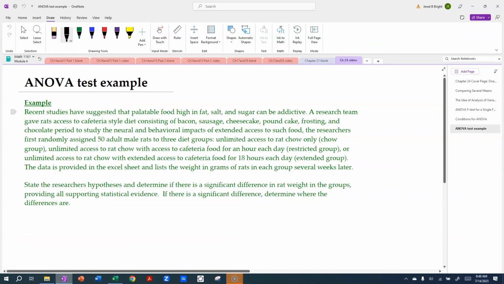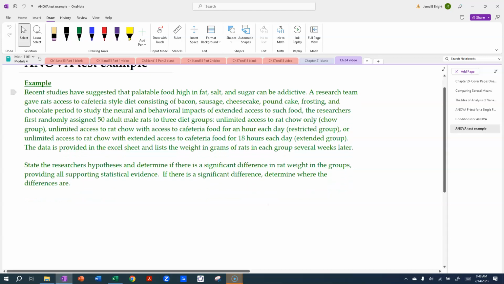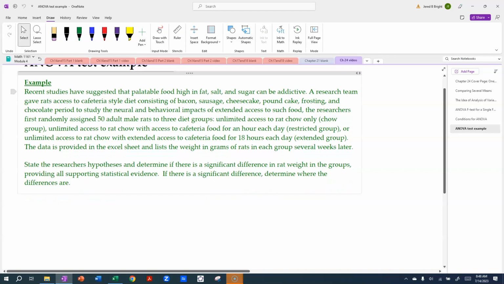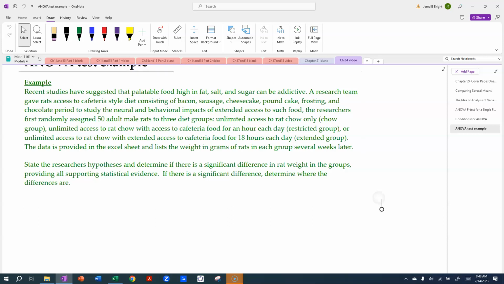The researchers are wondering, are the mean weights the same or are they different? Is there evidence of a difference? We have to set up the hypotheses, determine if there is a significant difference, give statistical evidence, and then determine where the differences are. That's an interesting task. So let's get going with our hypotheses.